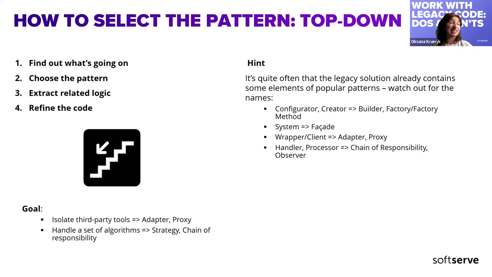And the names of the classes, of the participants, of the patterns, they may be quite telling. For example, if I encounter a class that is called a wrapper or a client, well, it's a sign that I may be looking at some sort of imitation of the adapter pattern or the proxy. The same works for the handlers and processors. They are usually a sure sign of something like a chain of responsibility or observer, or actually both of them.